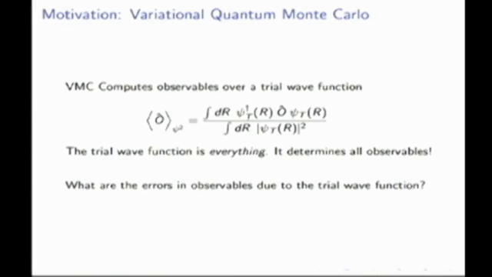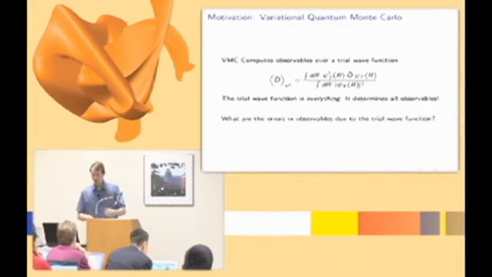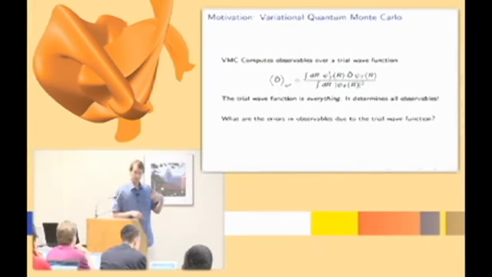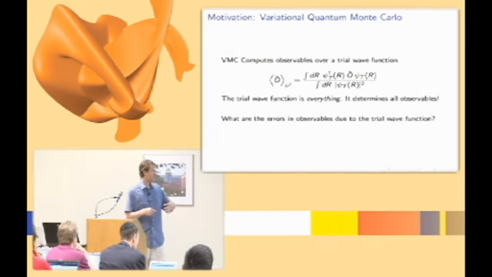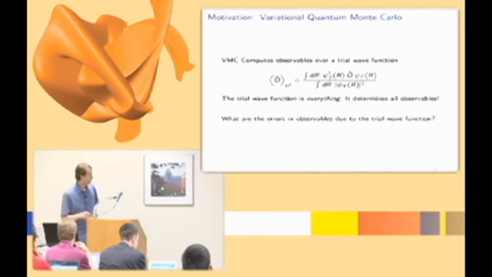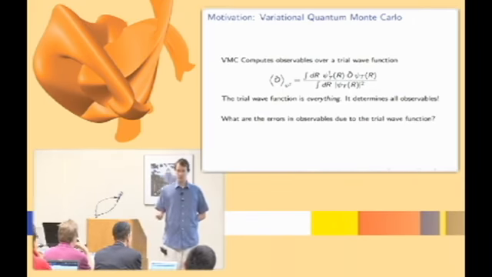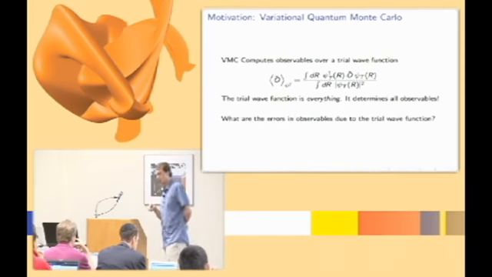And the thing about performing these integrals in variational Monte Carlo is that the trial wave function is absolutely everything. The only things that you get out of your observables are the things that exist in the trial wave function. So it's absolutely essential that the trial wave function that you use has the right physics in it in order to get the values of the observables that you're looking to compute and to have them be close to what we would observe in experiment. So this motivates us to think about what are the errors that we make in the observables based on the error that the trial wave function has.